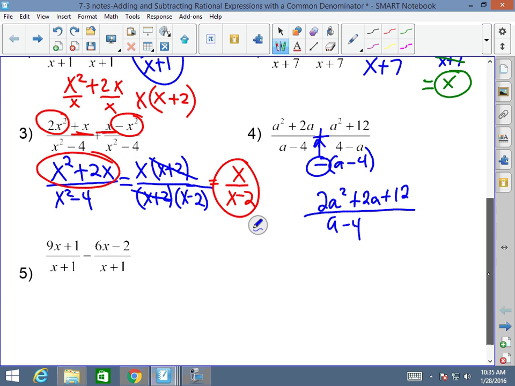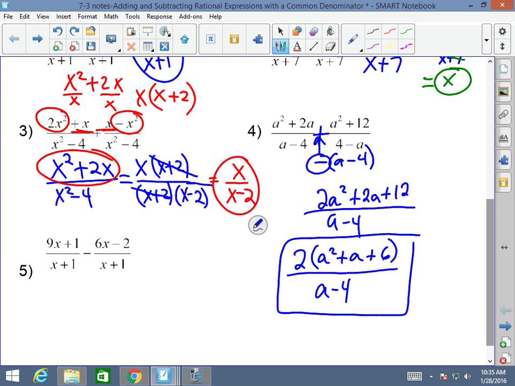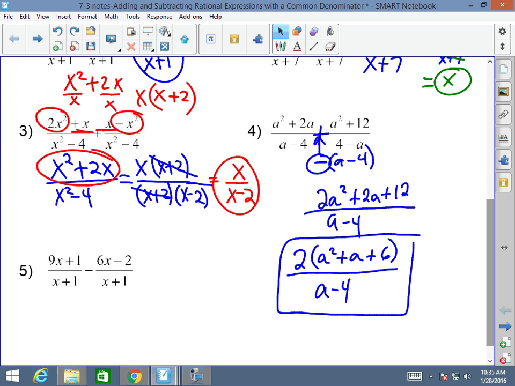Now, unfortunately, gentlemen, I do have to factor. So I factor out a 2 from the numerator. So I have 2 times a squared plus a plus 6 over a minus 4. And then I cannot factor this. What times what is 6, but when added together is 1? Nothing. If that 6 was a negative, then it could have worked out, but it's not. So ding dong, the witch is gone. That's it. I'm done. That is done.